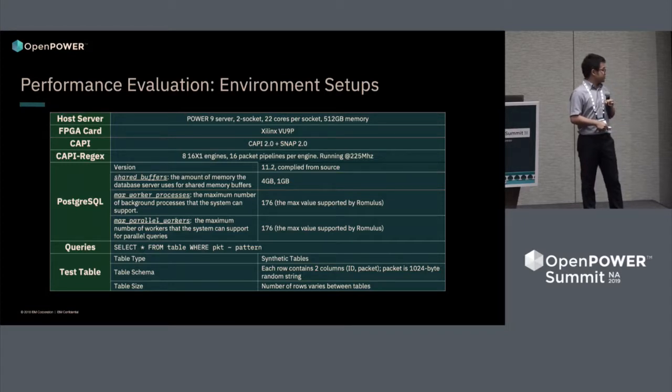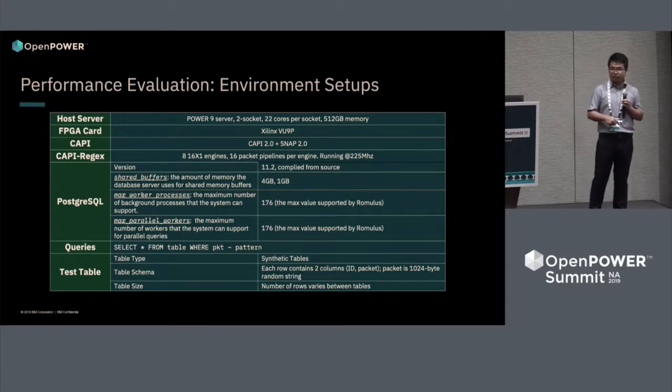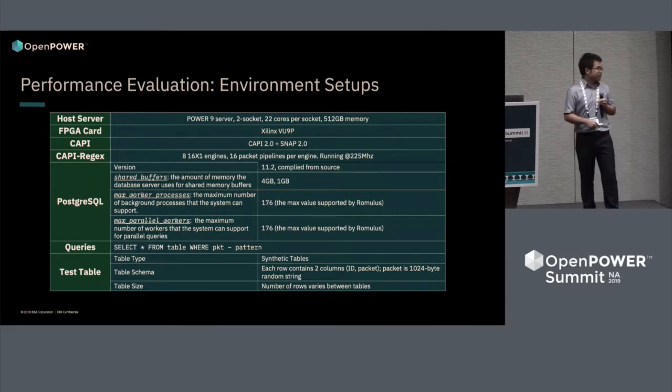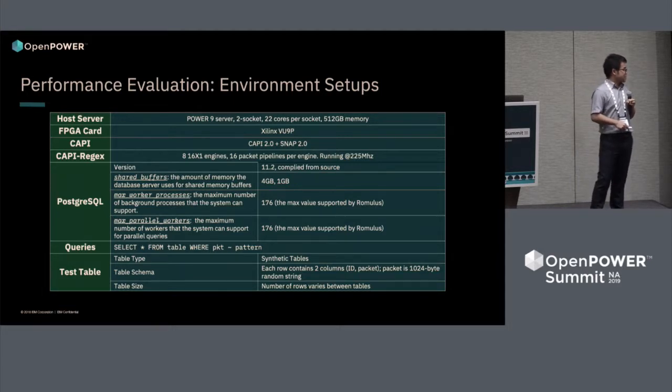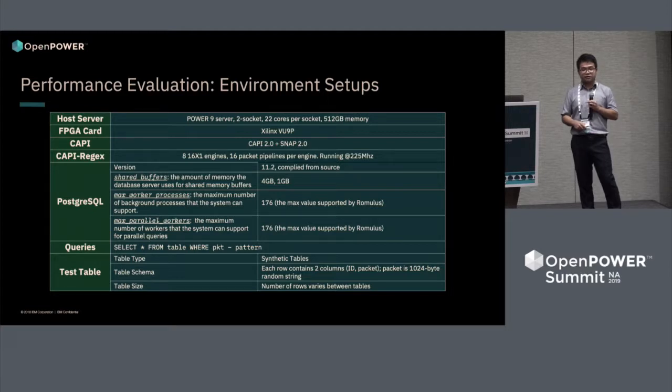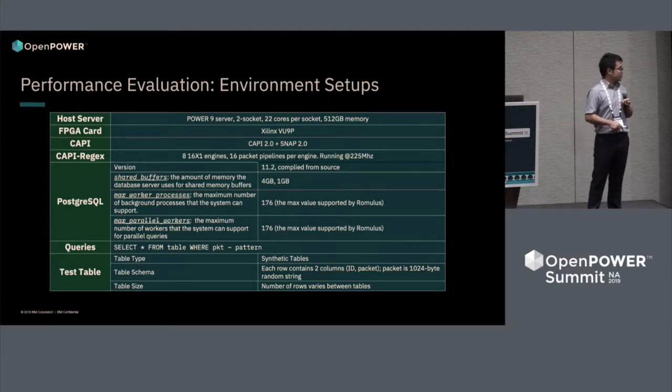And for the tables to be tested, we have some synthetic tables, and each table has 2 columns, one for string and the other for ID. And then for table size, we have different numbers of tables with different numbers of rows for different data points.